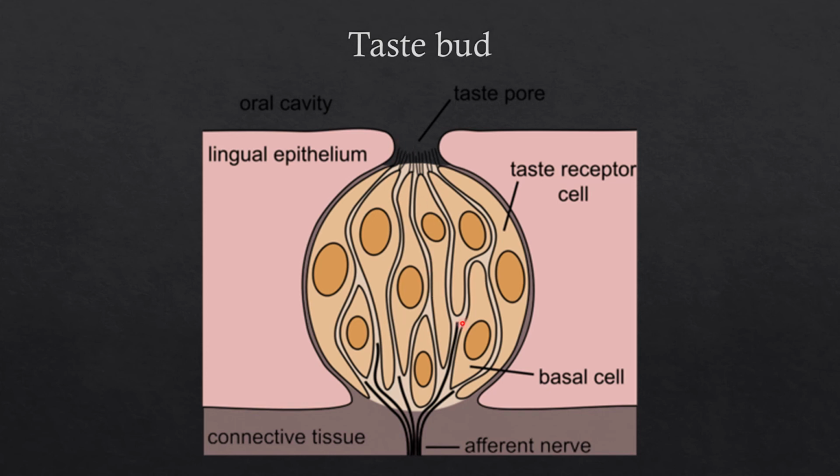Coming to the basal cell. Basal cells are also called stem cells. They multiply and give rise to sustentacular cells as well as receptor cells. They are small dark cells located at the periphery of the taste bud near the basement membrane of the epithelium.